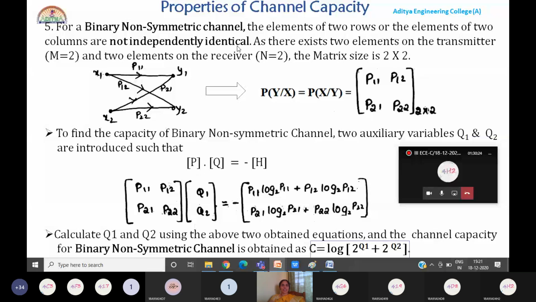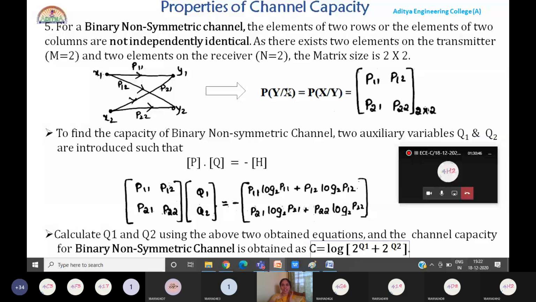Okay, so anyhow we can solve the model problems by using all the properties, but remember the channel capacity expression and the equations which are necessary for solving the problems. You need this equation PQ is equal to minus H and C is equal to log 2 power Q1 plus 2 power Q2.